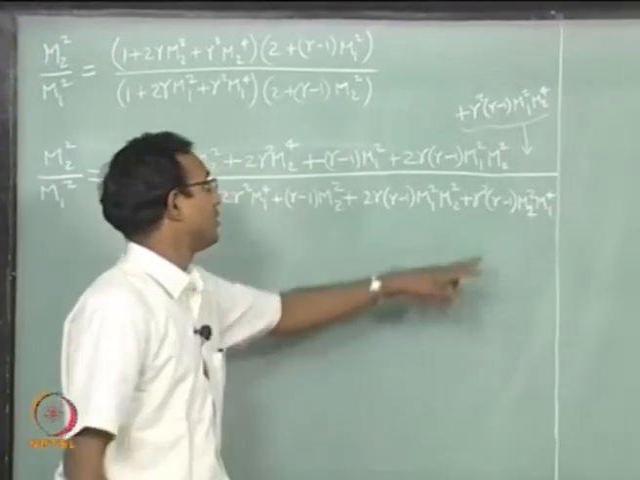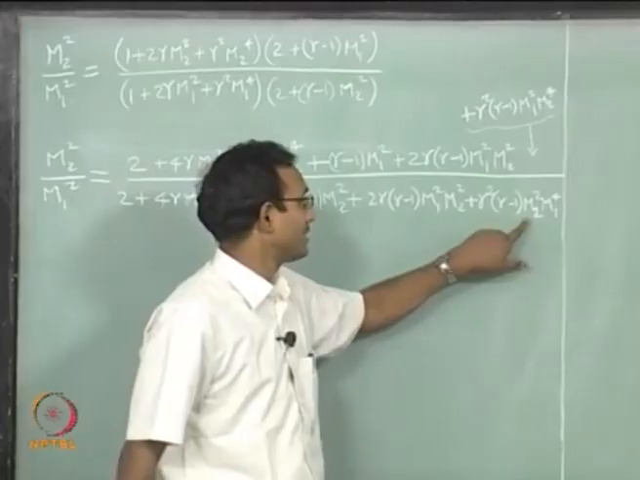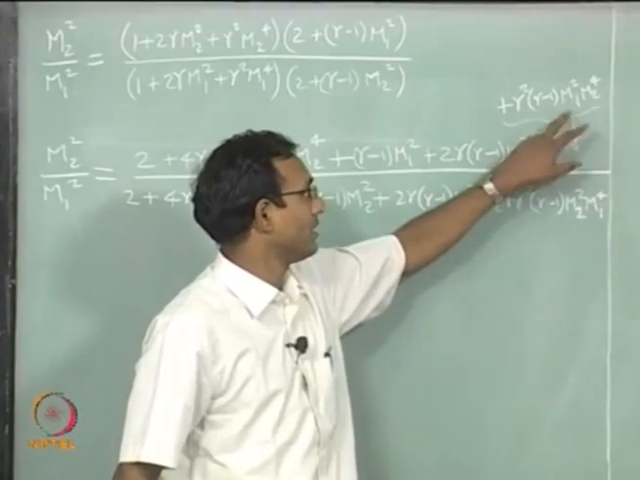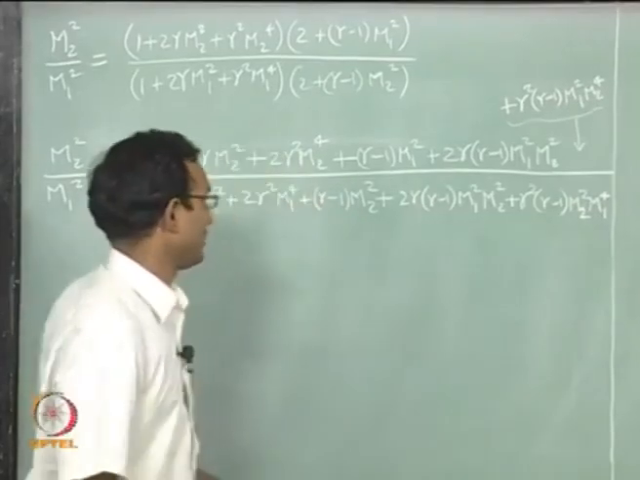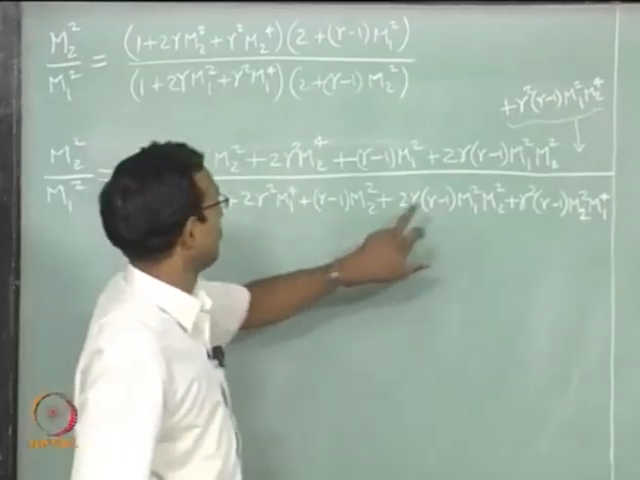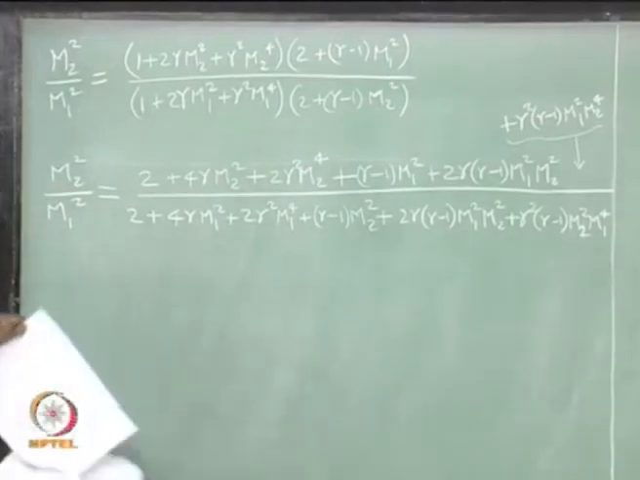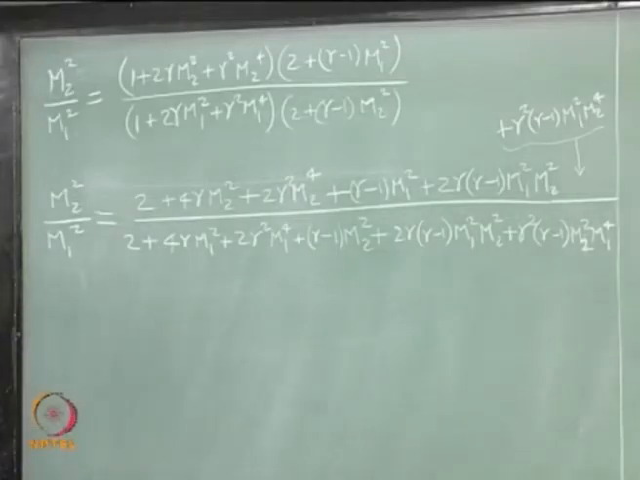Only the last term will look slightly different, it is m2 square m1 power 4, here it is m1 square m2 power 4, okay, again 1, 2, 3, 4, 5, 6 terms. Now, this is not enough, we have to bring it to a form which is even more simpler.